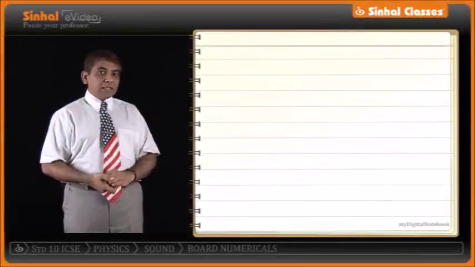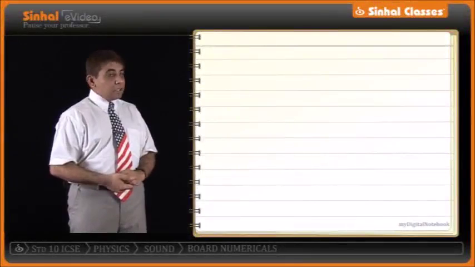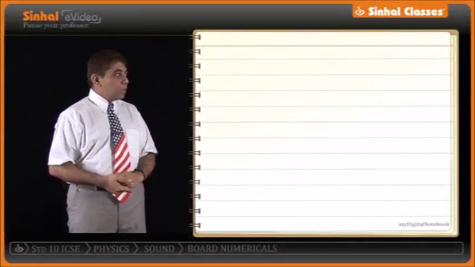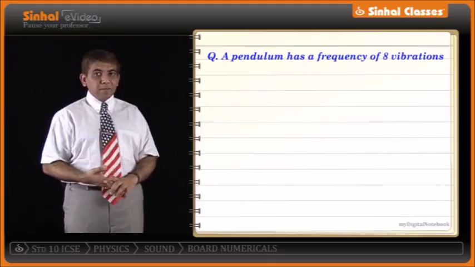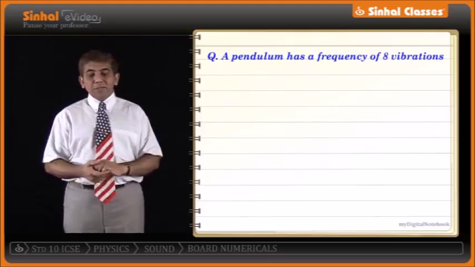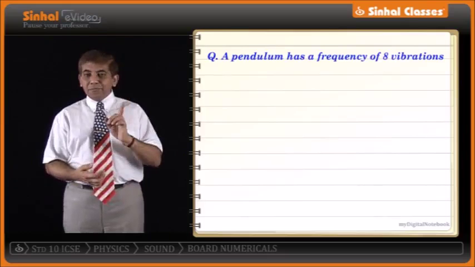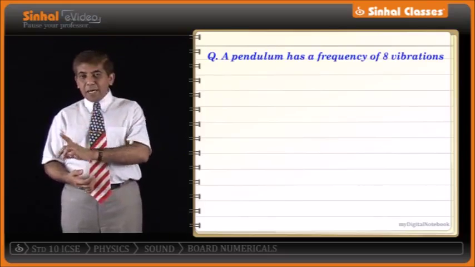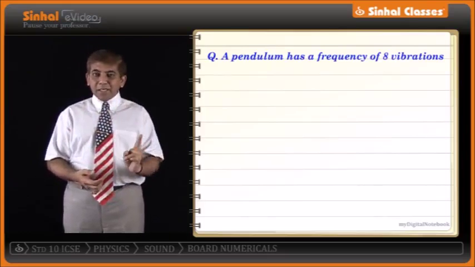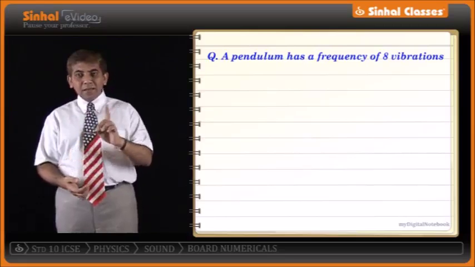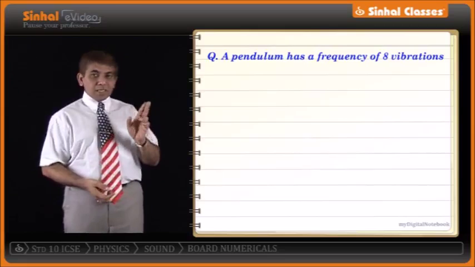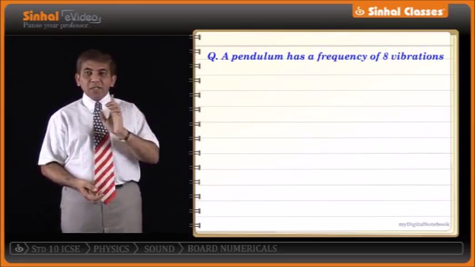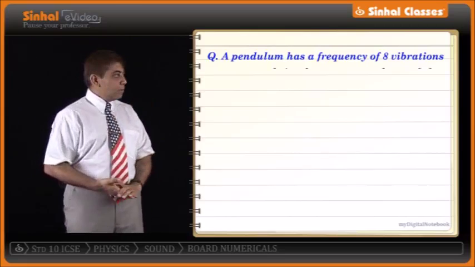Talking about the next sum that came across, a pendulum. A pendulum is a vibrating body that has a frequency of 8 vibrations per second. What does 8 vibrations per second indicate? The number of vibrations performed by a vibrating particle in a vibrating medium in 1 second is called frequency. So 8 vibrations per second indicates the frequency of vibration of the pendulum.